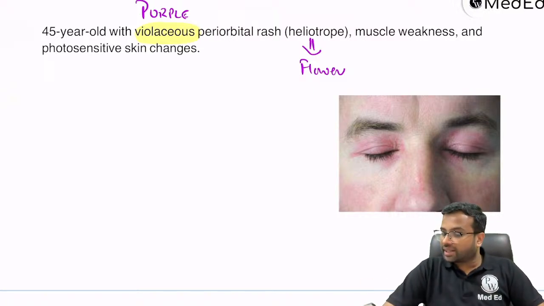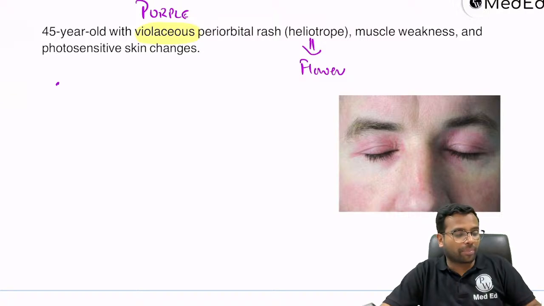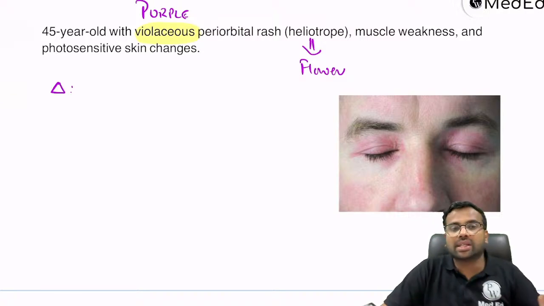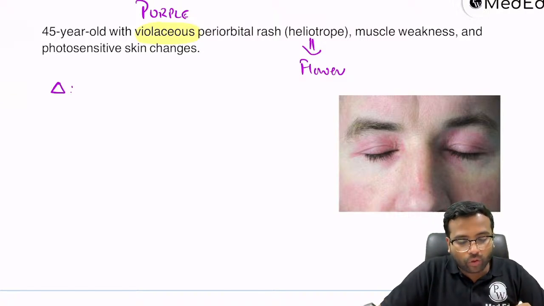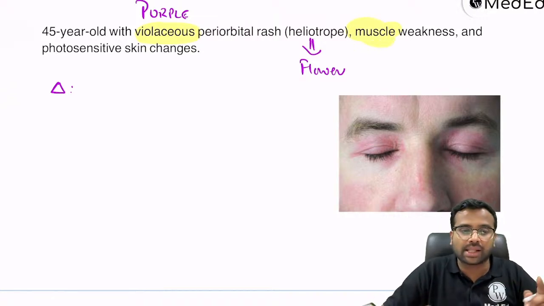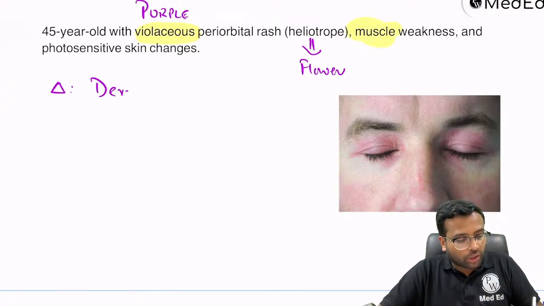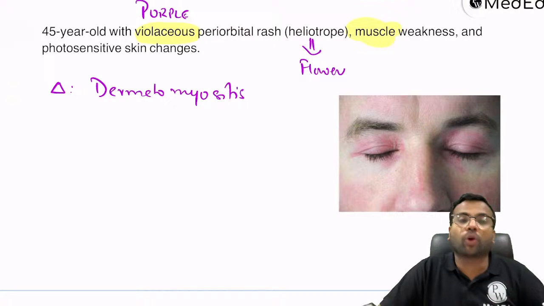Yes, I can see the right answer in the chat box. Excellent. Here the diagnosis is made. See, there are skin symptoms, along with the skin there is muscle weakness also. So skin plus muscle is equal to dermatomyositis. So you can see there is dermatomyositis.